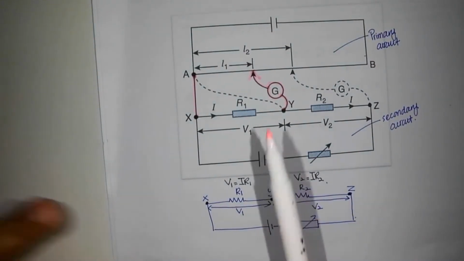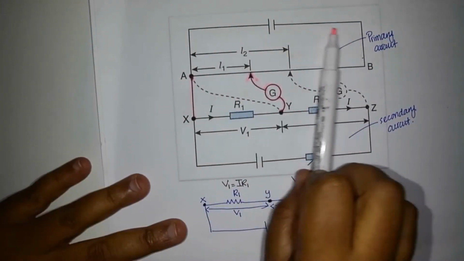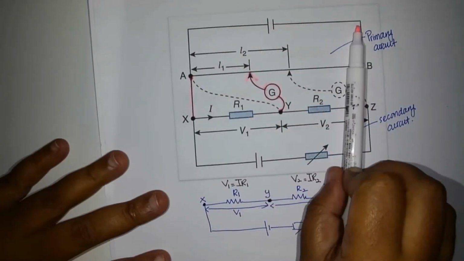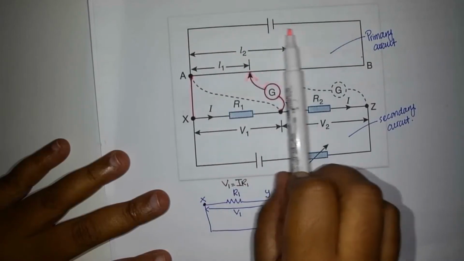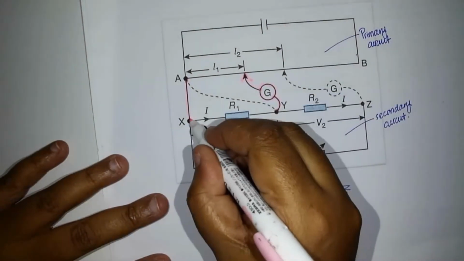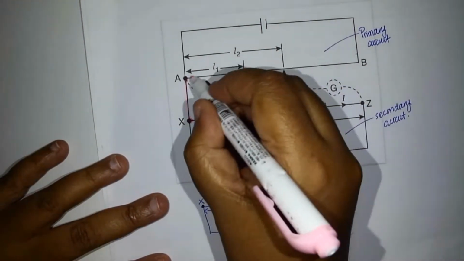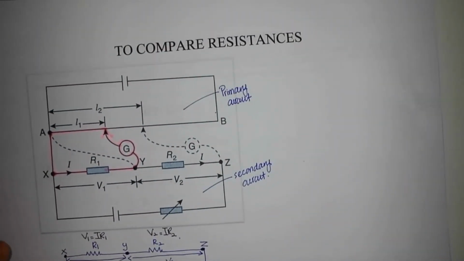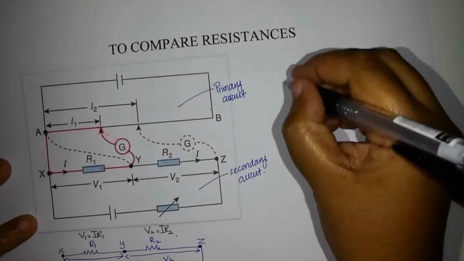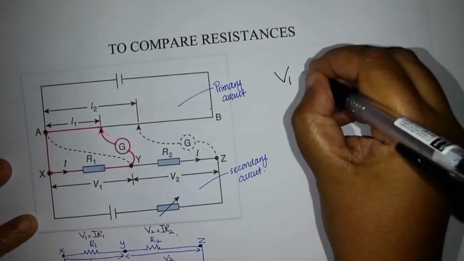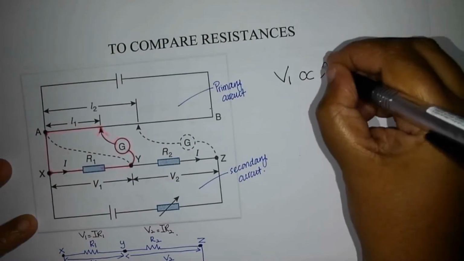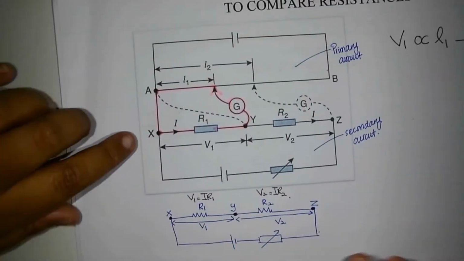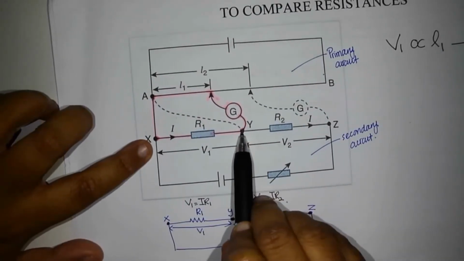Then we slide the slider until the galvanometer points to 0. When the galvanometer points to 0, that means this voltage here is balanced. So therefore we can know that V1 is directly proportional to L1, number 1. V1 is X to Y.